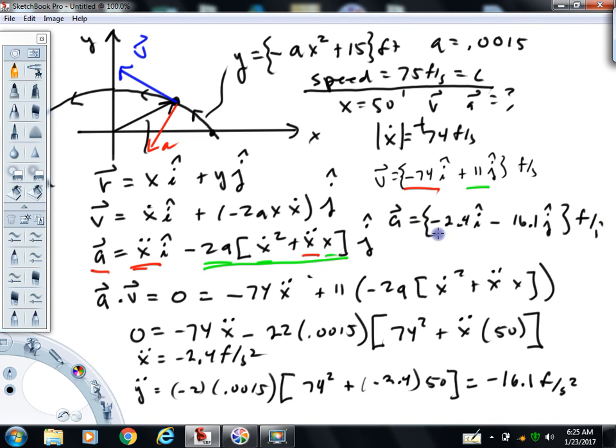So I hope this video helps demonstrate how to describe the motion of a particle in a plane.